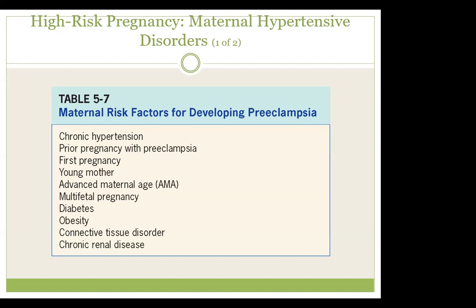Preeclampsia, I guess I didn't even define it, but it's chronic hypertension unique to pregnancy. The mother develops elevated blood pressure and is dumping protein into her urine, or proteinuria, after the 20th week of pregnancy. Blood pressures associated with preeclampsia are generally systolic greater than 140 and diastolic greater than 90, so it's registering above the normal limits.